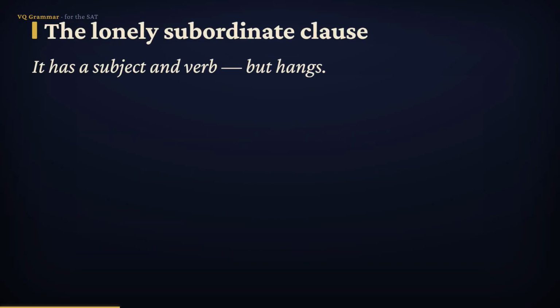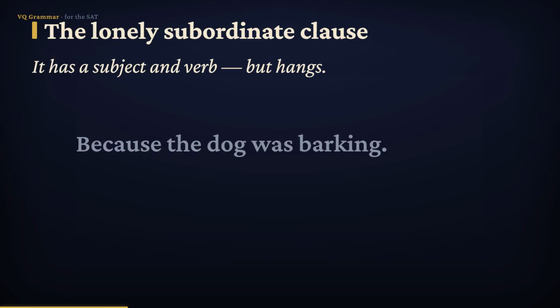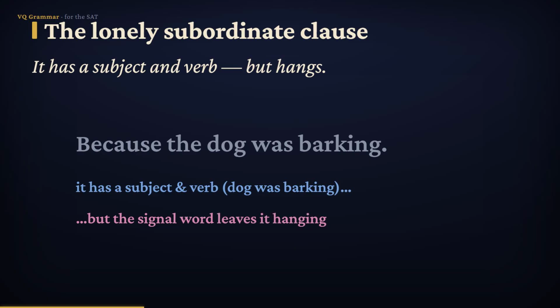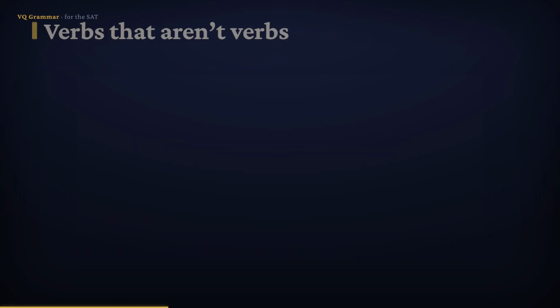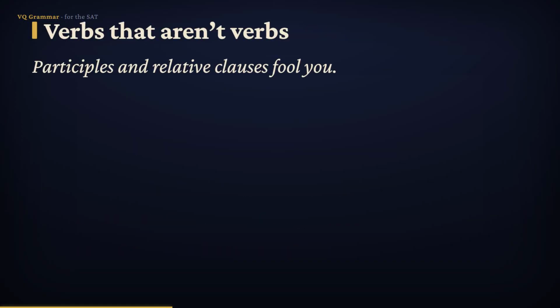Here's a sneakier fragment, the lonely subordinate clause. "Because the dog was barking." It actually has a subject, dog, and a verb, was barking. So it looks complete. But that signal word, because, leaves it hanging. Because the dog was barking, what happened? We don't know. The fix is to attach it to a main clause. "Because the dog was barking, I couldn't sleep." Now it's complete.